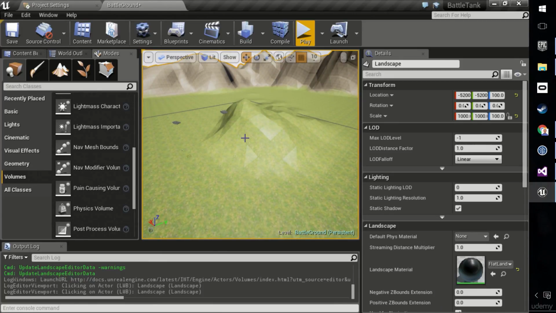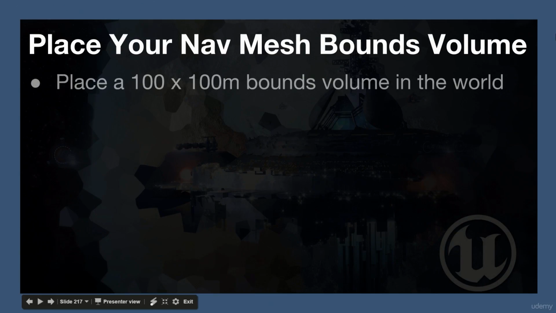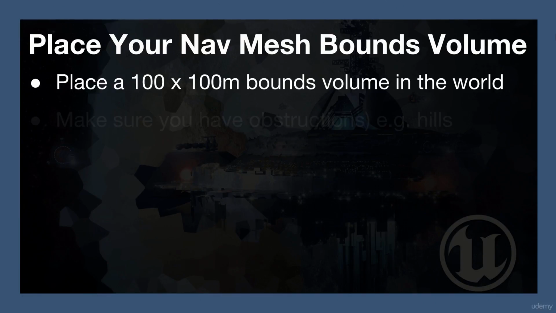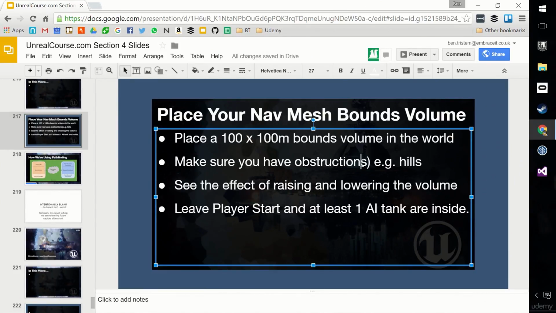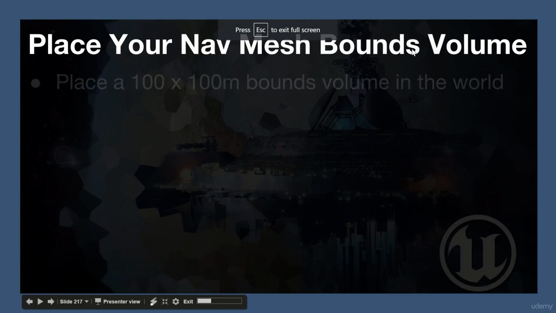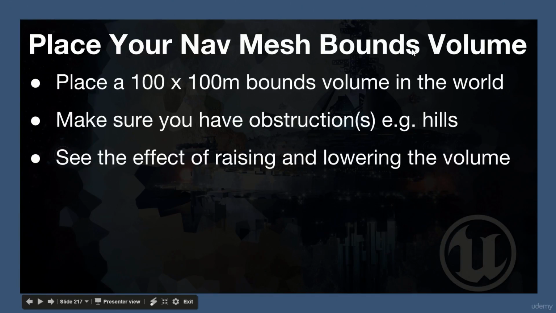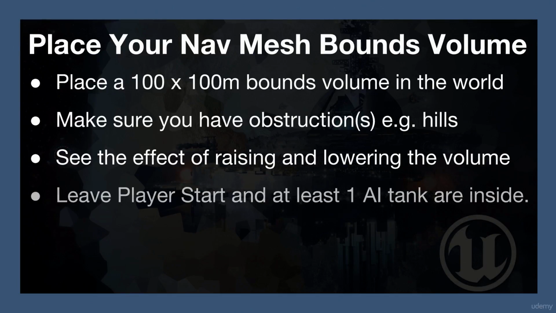I'll put the challenge slide up. Place your nav mesh bounds volume. Place a 100 by 100 meter bound volume in the world. Make sure you have obstruction(s), at least one obstruction in your world, like a hill, for example. See the effect of raising and lowering that nav mesh volume, like I just did, and have a play with it yourself. And then when you've finished, leave it so that it has a sensible amount of green on the bits where you want your AI tanks to be able to drive, and everything else should be uncolored. And leave the player start and at least one AI tank inside the nav mesh volume.